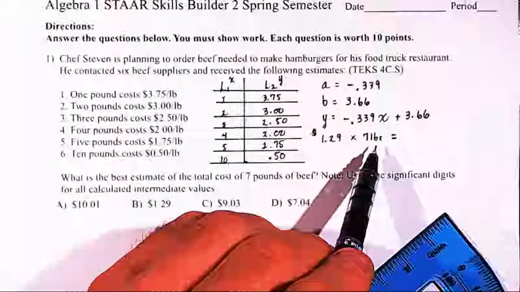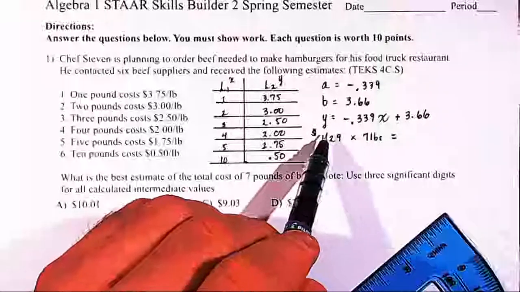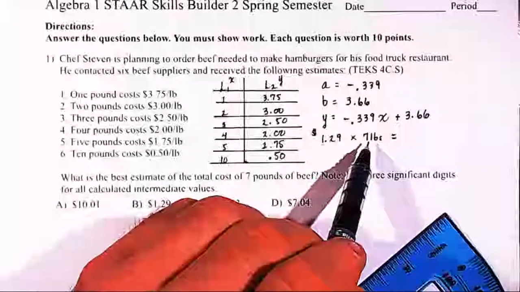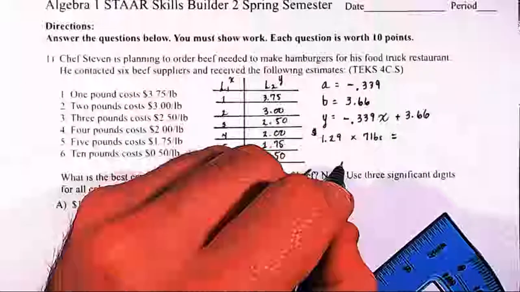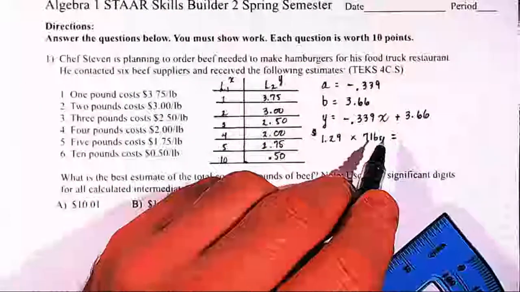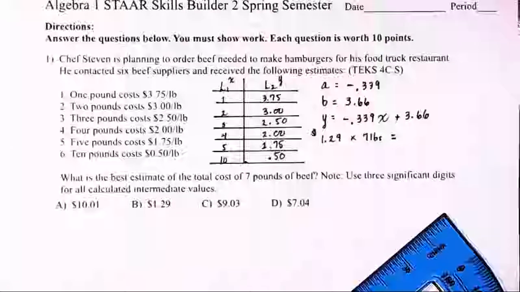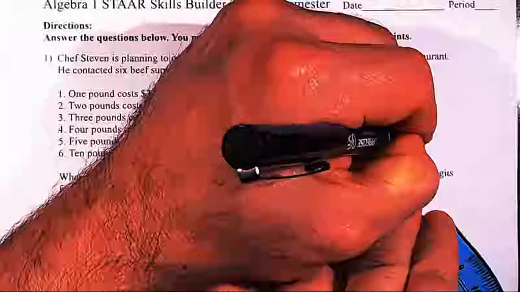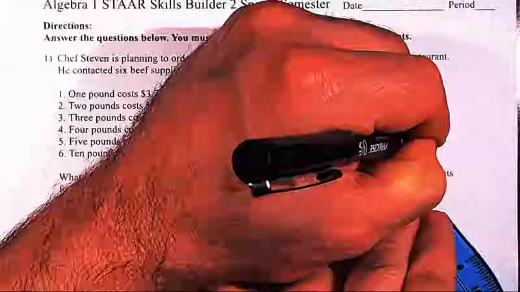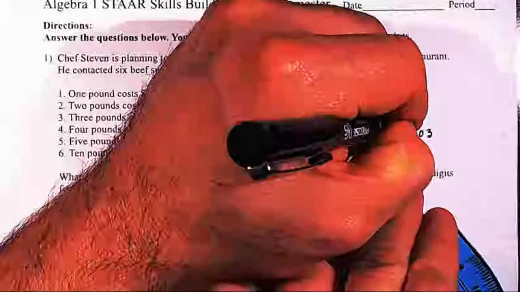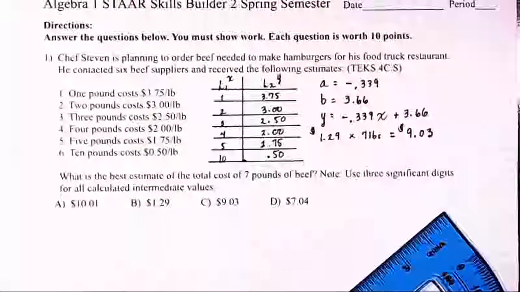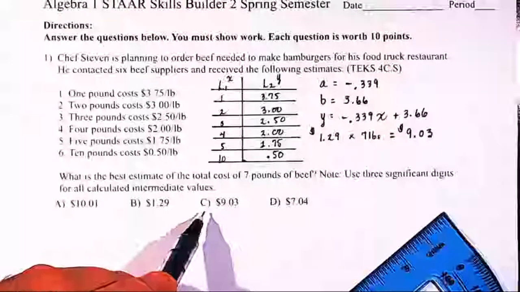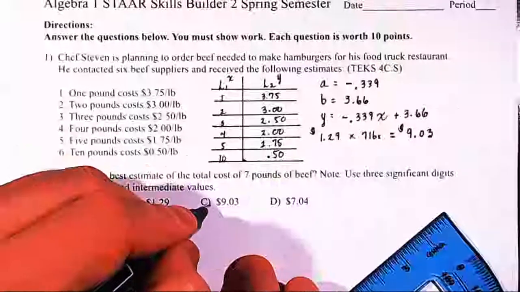It doesn't matter if you were to have written the 7 first and then the $1.29, as long as you're multiplying 1.29 times 7. And 1.29 times 7 equals $9.03. That's $9.03 total for 7 pounds of beef. And that's why the answer to number 1 is C.